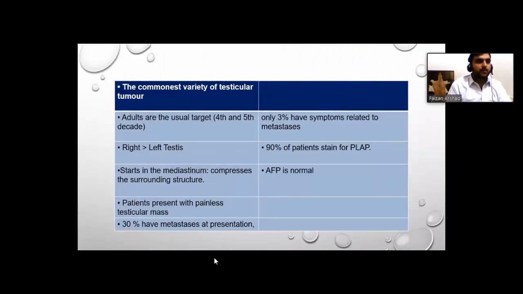The commonest variety of testicular tumor, the right side is more involved than the left side. Starts in the mediastinum, compresses the surrounding structures. Patients present with a painless testicular mass. 30% have metastases at presentation. Only 3% have symptoms related to metastasis. 90% stain for placental alkaline phosphatase, and AFP is generally normal.